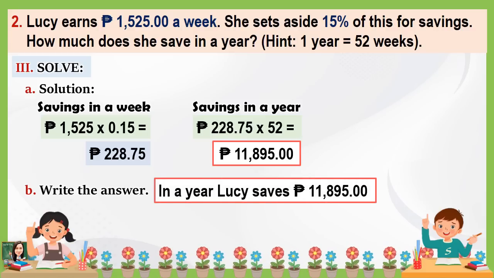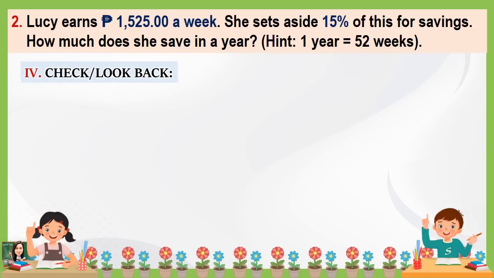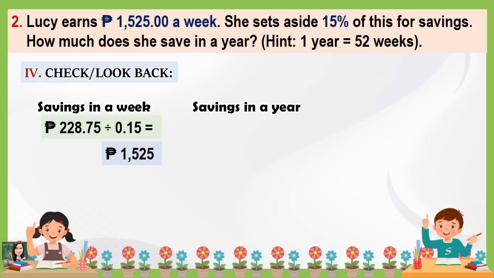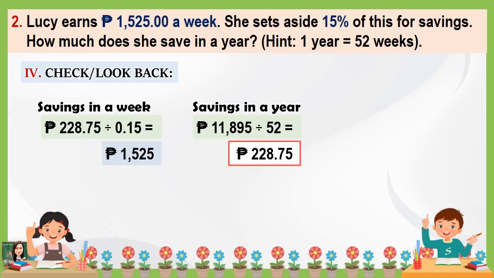In a year, Lucy saves 11,895 pesos. Step 4. Check and look back. Savings in a week, 228 pesos and 75 centavos divided by 15 hundredths equals 1,525 pesos. And the savings in a year, 11,895 pesos divided by 52 weeks equals 228 pesos and 75 centavos.